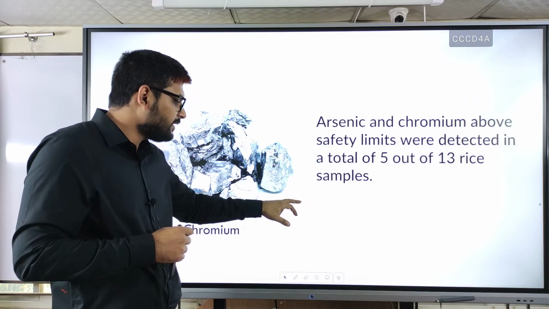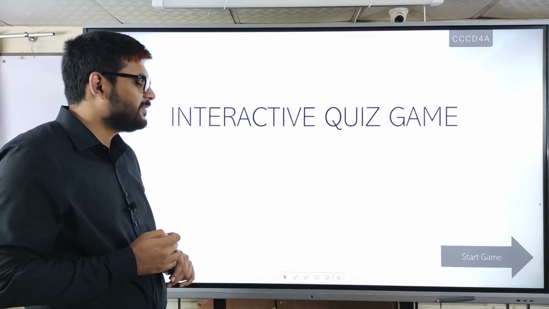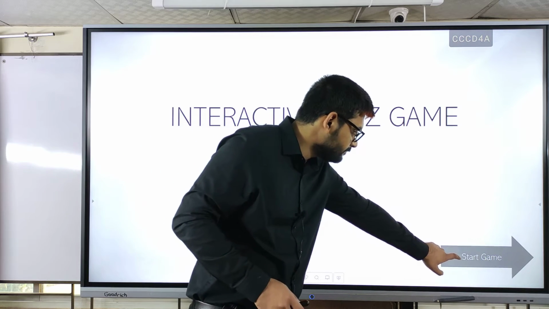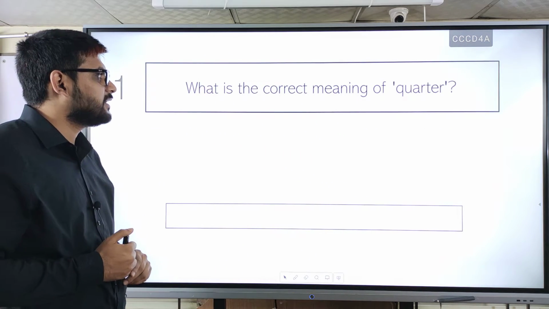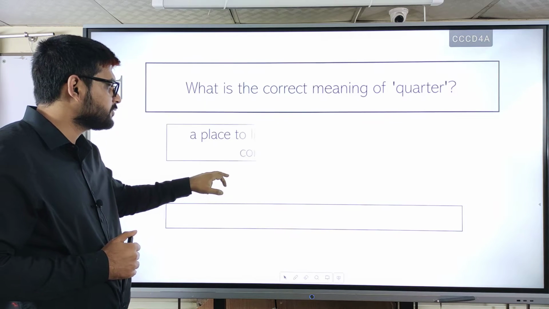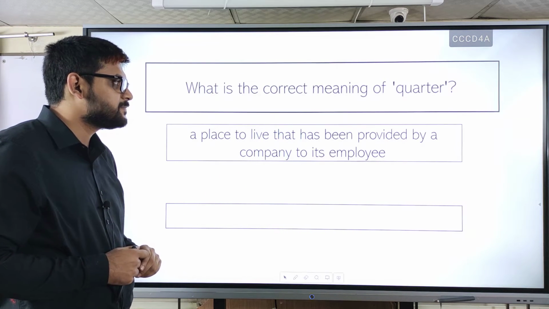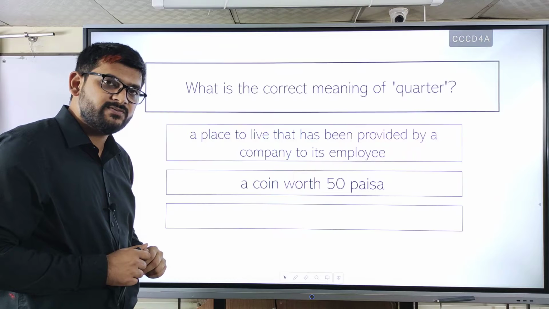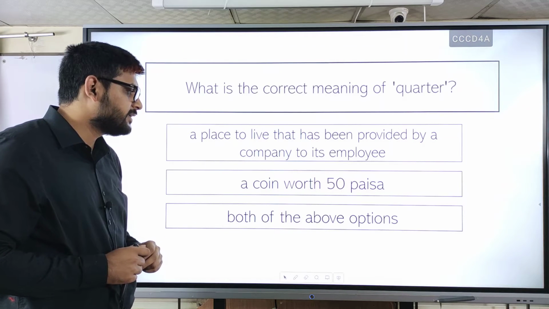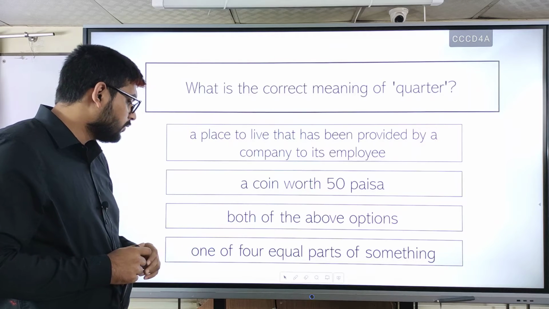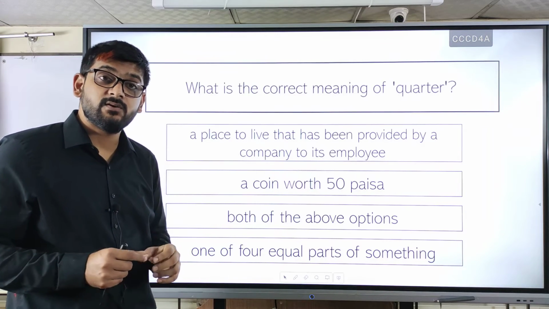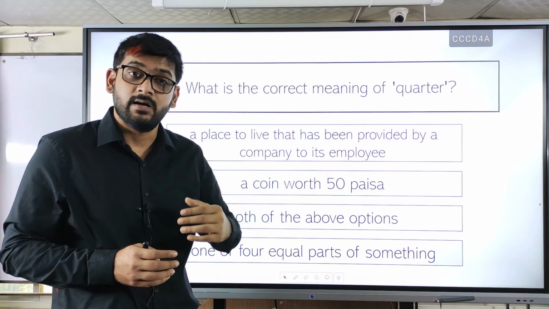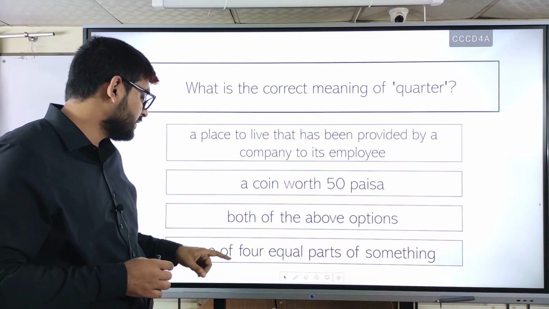Okay. Now we will play a game, a quiz game. Let's start. What is the correct meaning of quarter? Let's see the options. A place to live that has been provided by a company to its employee. A coin worth 50 paisa. Both the above options can be correct, or one of four equal parts of something. When we say more than a quarter of fruits, we mean more than 25%, and a quarter means 1/4 of something. So the answer should be the last one.